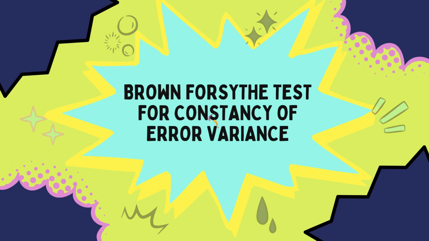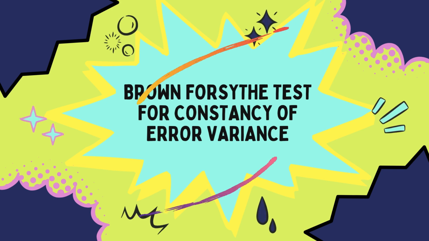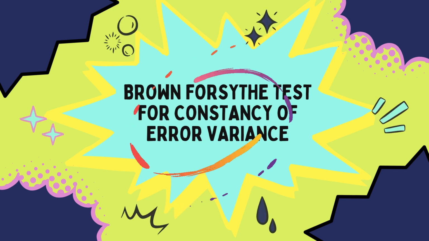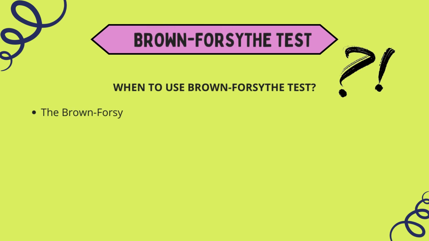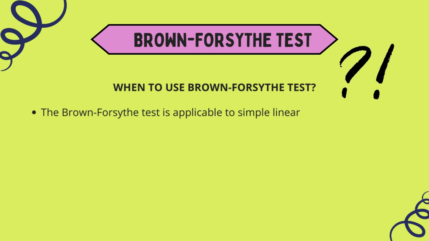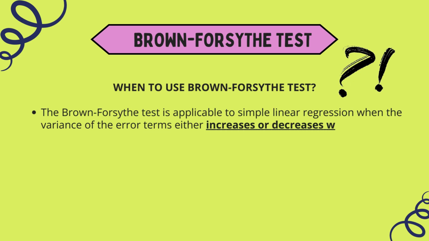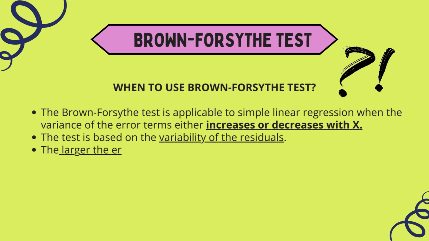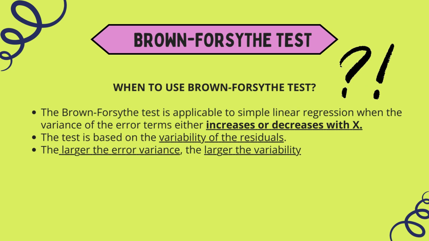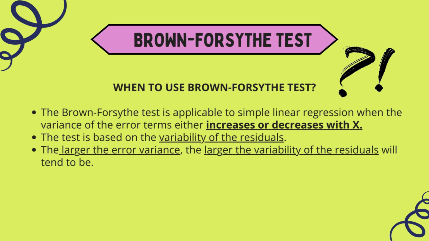Additionally, numerical methods replacing the graphical methods to test for the assumptions of constant error variance and linearity can be based on the Brown-Forsythe test and lack of fit test. The Brown-Forsythe test for constancy of error variance is applicable to simple linear regression when the variance of error terms either increases or decreases with x. Based on the variability of residuals, the larger the error variance, the larger the variability of residuals.